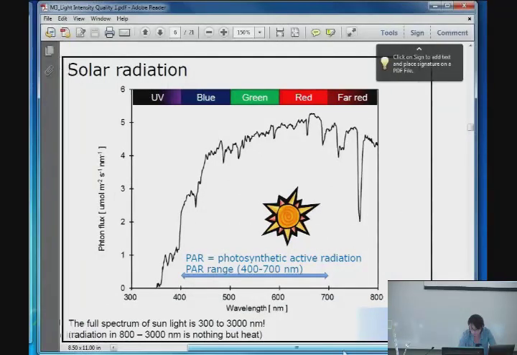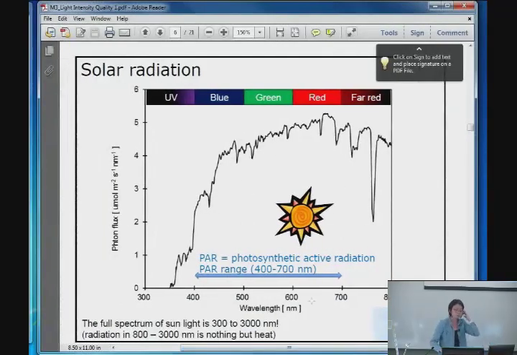All right. Yeah, so this is a scan of sunlight, solar radiation, and it shows the wavelengths on the x-axis, and how many photons are in each wavelength. For example, at 350 or so, this sensor measured about 0.2 micromoles. That's the amount of photons per square meter per second. And if you look at 500 nanometers, there are about 4 micromoles per square meter per second.